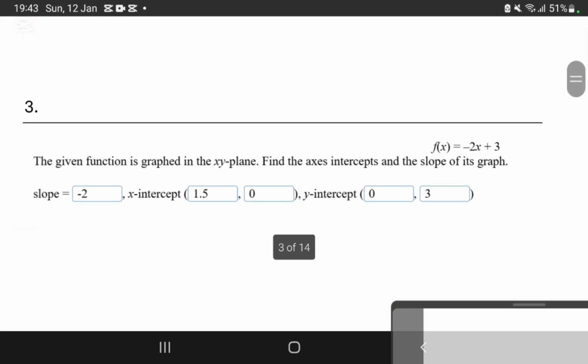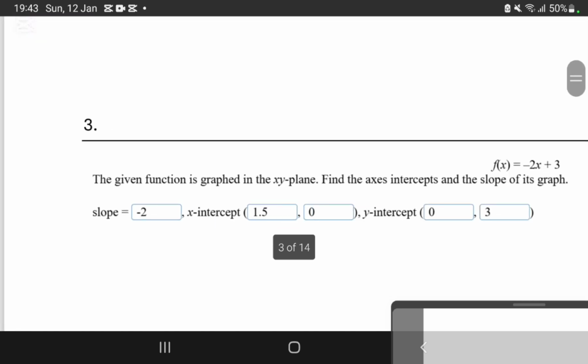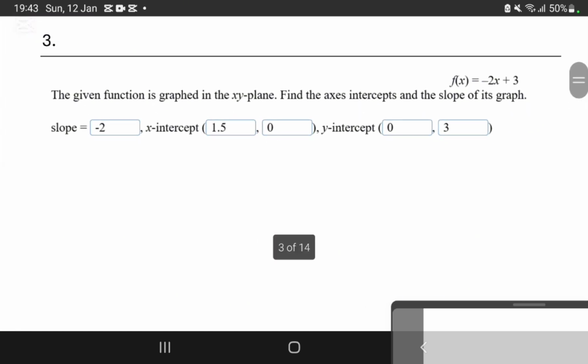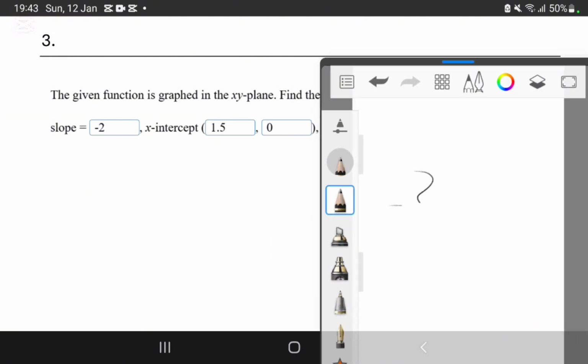Number 3. For this question, we need to find the slope, the x-intercept, and the y-intercept. To find the slope, it's always the number that's multiplied by x, which in this case is negative 2. For the x-intercept, we just substitute y by 0, and we'll get negative 3 equals negative 2x, and then x will be equal to 1.5.